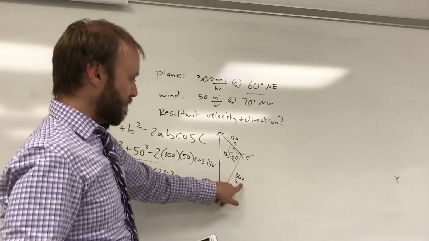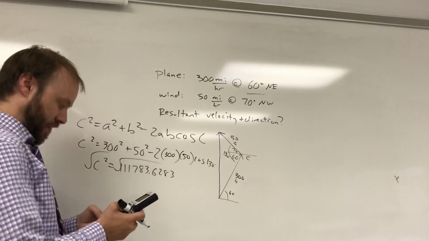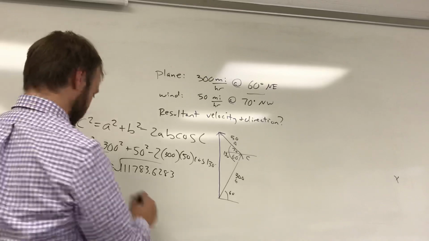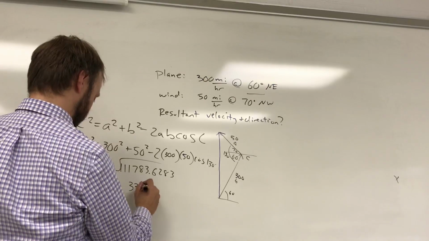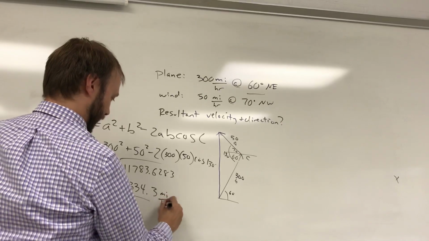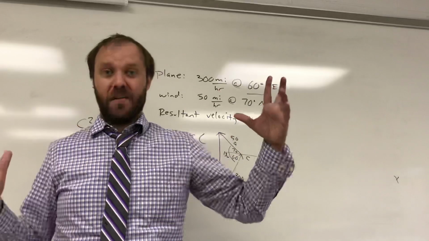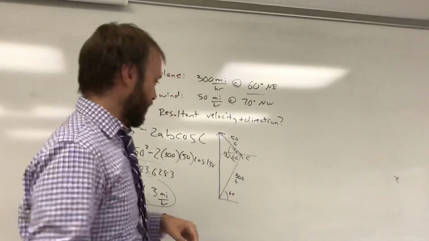You should get something that seems a little bit longer than both of those two sides if everything worked out okay. So take the square root of that, and we get approximately 334, I'm going to round to one place, miles per hour, okay? So the plane's velocity is very big. That's really kind of the dominant term here.